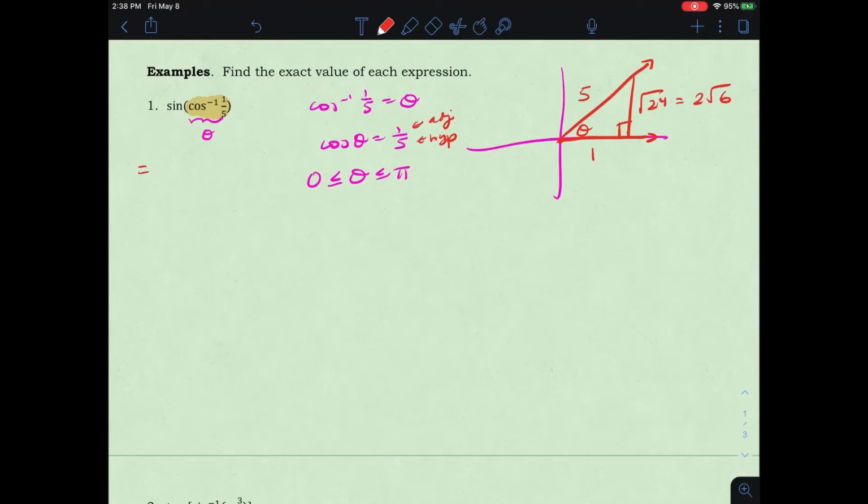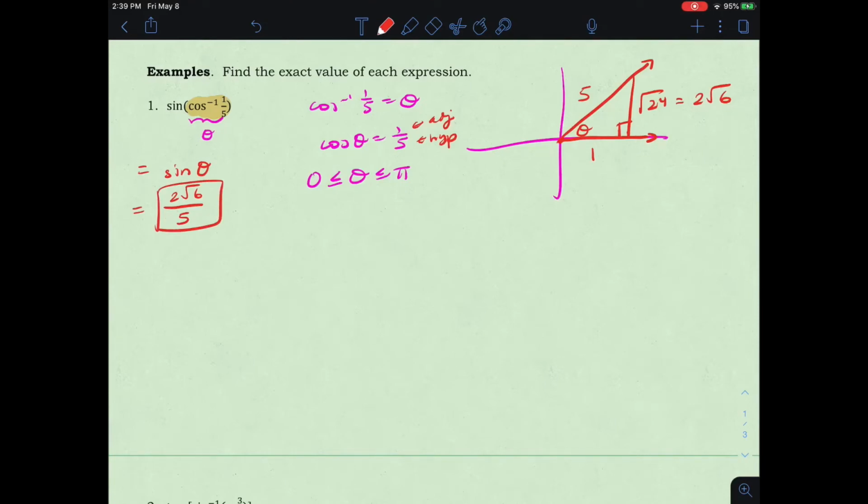Now going back to the original problem, I'm really just trying to find sine of theta. And then from there, I want to first figure out is my answer going to be positive or negative. Now because my angle theta is in quadrant 1, I know sine is positive there. So I'm expecting a positive answer. And then I can use the fact that sine is opposite over hypotenuse. The opposite is 2 rad 6, and the hypotenuse is 5. And this would be my final answer.